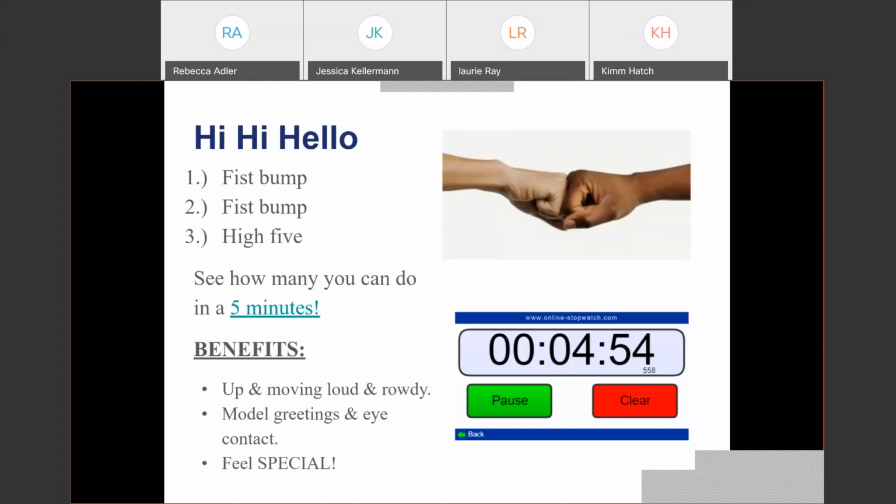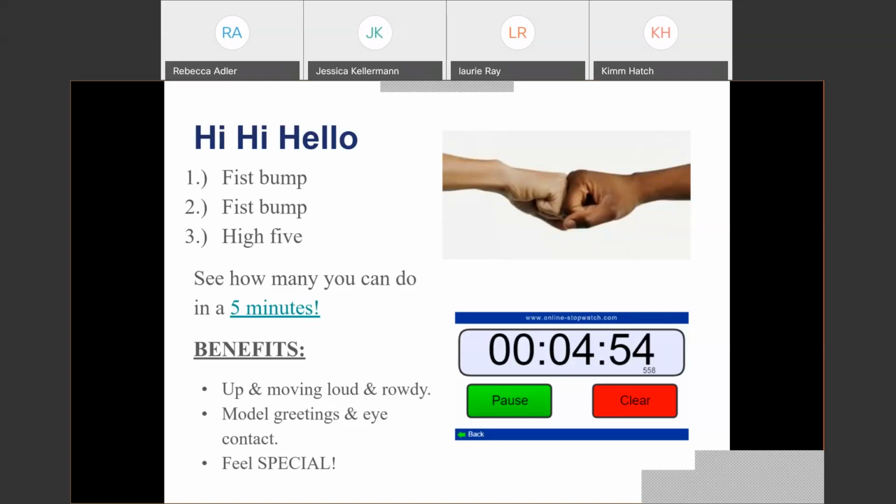So you're up and moving. That gives them a chance to be loud and rowdy instead of 90 minutes straight being quiet in the classroom. You're modeling the greetings and appropriate eye contact that are so pivotal to being successful in the world.